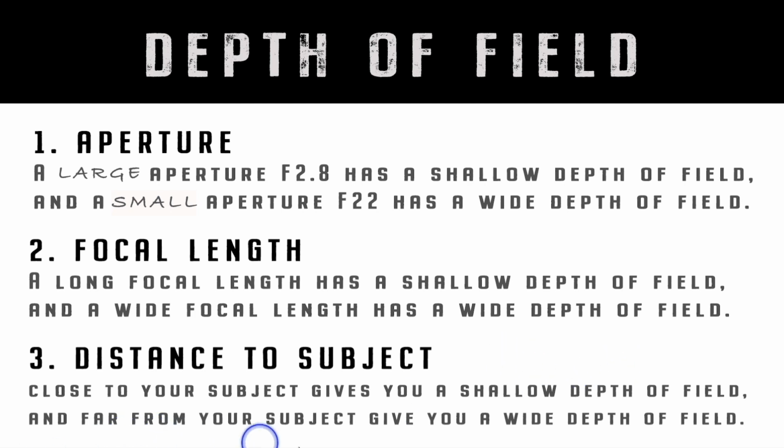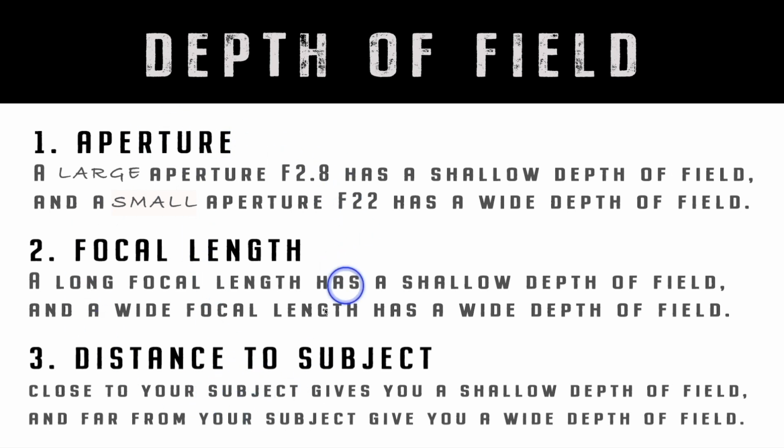And as you move far away from your subject, you have a wide depth of field. If you were taking a picture of a landscape and the mountains were miles away, there's a good chance that even if you had a low aperture, everything is still going to be in focus. Because why? Because you are a long ways away from your subject, and that's going to increase the depth of field.